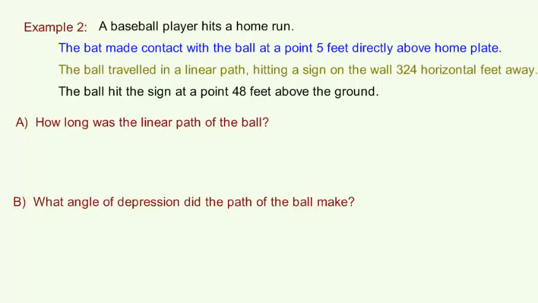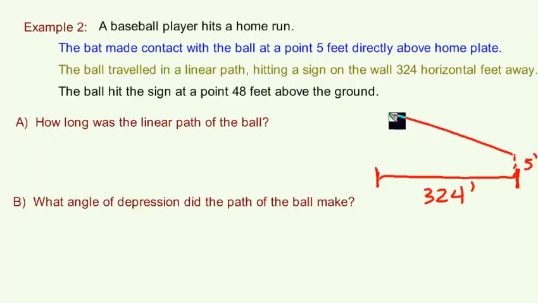The ball traveled in a linear path. Okay, it's weird that a baseball would go in a straight line for a home run, but we're going to keep it simple and say it did. Hitting a sign on the wall 324 horizontal feet away. So here's the wall, here's home plate, this is 324 feet. The ball was also up 5 feet when it got its head start, and it went in a linear path, something like that. It hit a sign 48 feet above the ground, so this side is 48 feet. Anyway, they want to know how long was the linear path of the ball. So we're looking for this sloped distance.